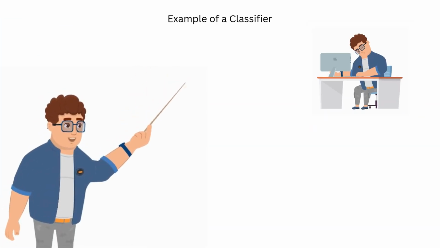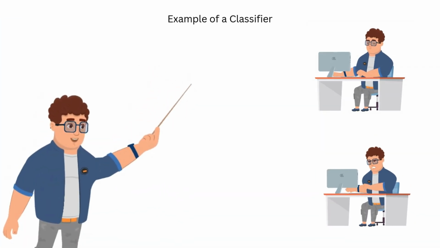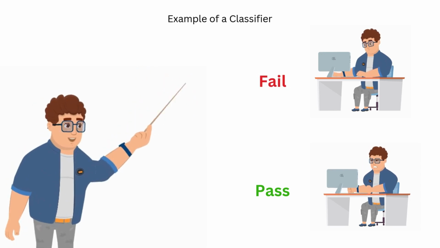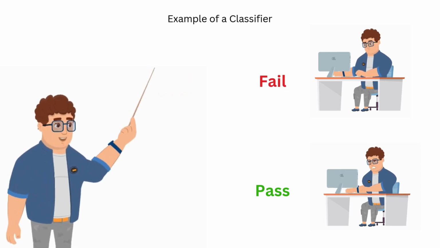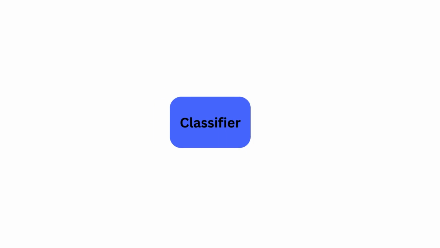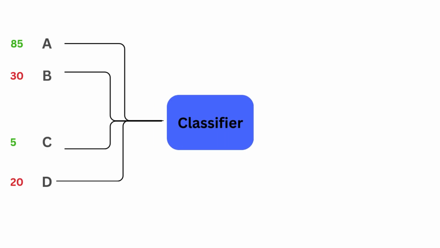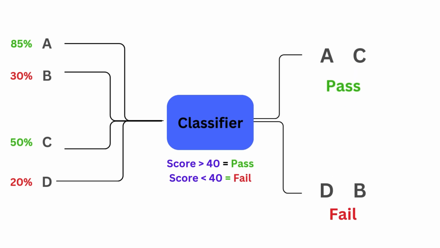Example of a classifier. Imagine you are a teacher and you want to classify students into two groups, pass and fail, based on their exam scores. First, you collect training data. You collect past student scores and label them as pass if the score is 40 or above, or fail if the score is below 40.